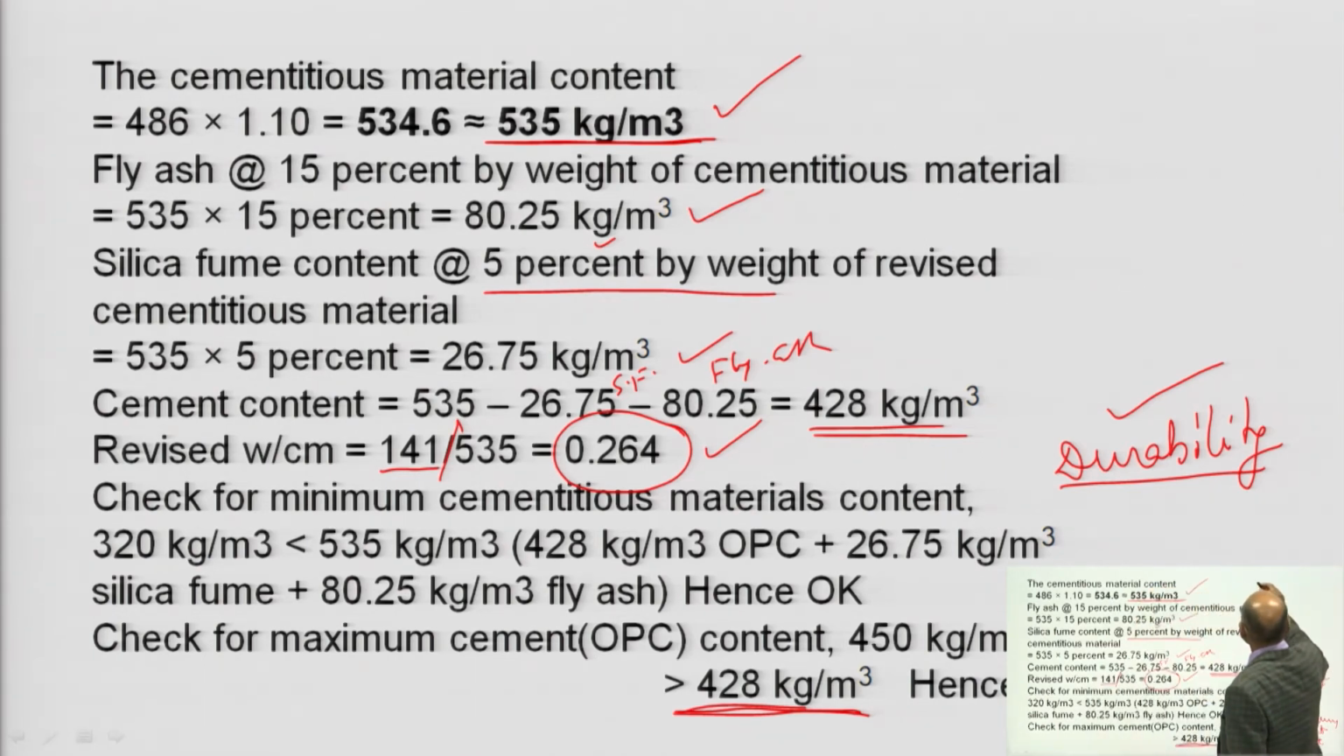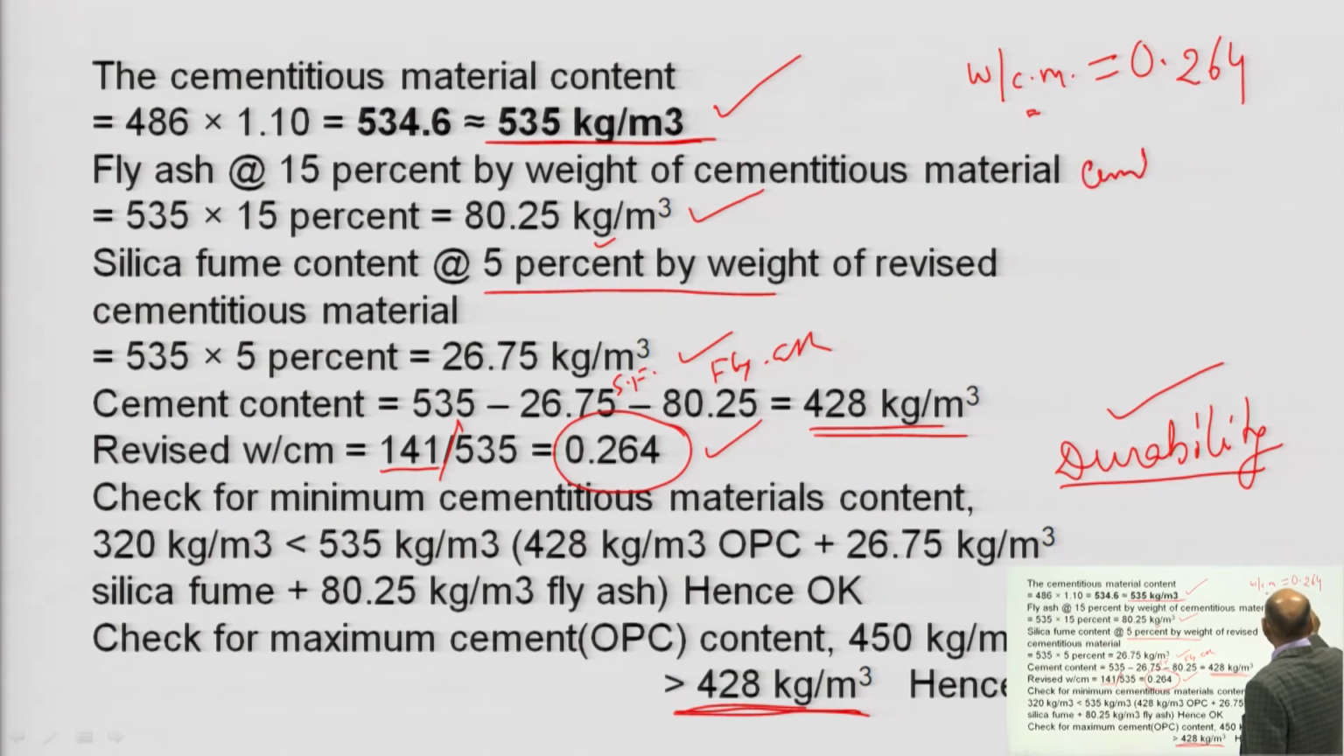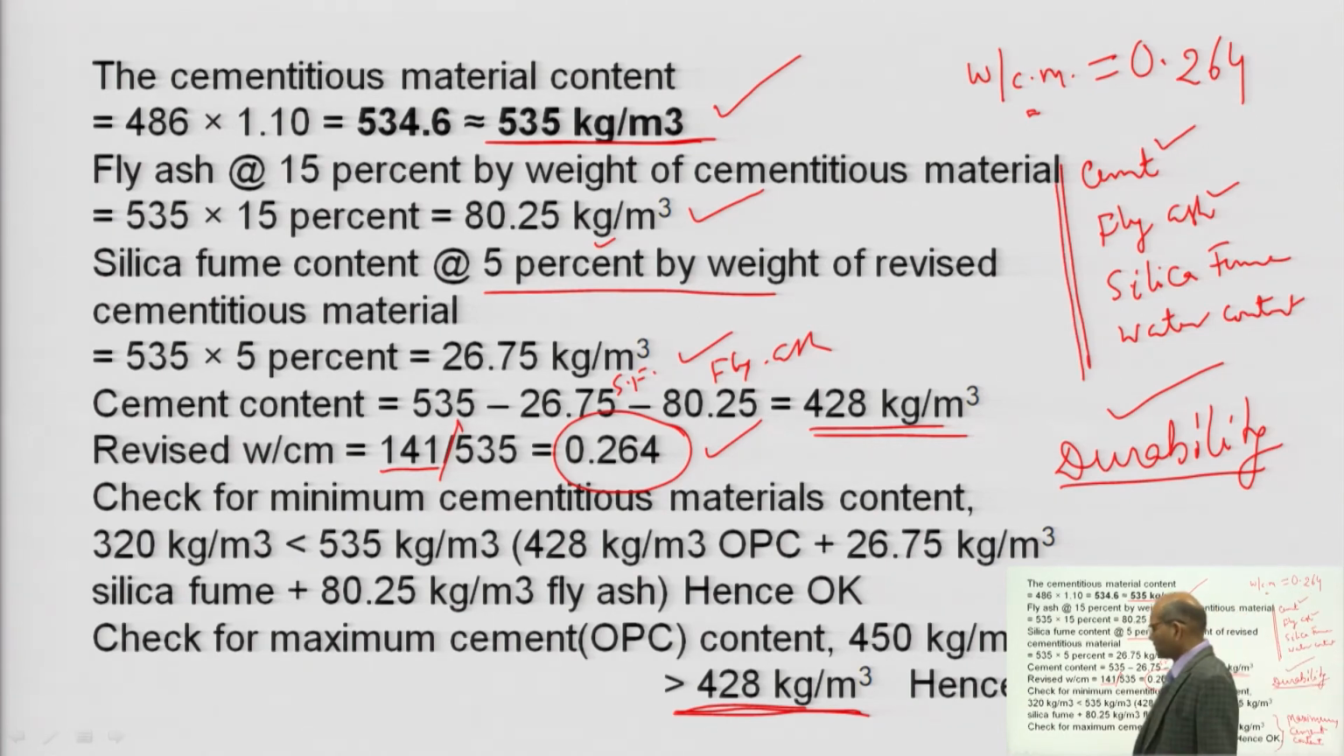So, we can see the water cementitious material ratio we have calculated is 0.264, one of the data. And then we have calculated the weight of cement, fly ash, silica fume, and the water content also. So, up to this we have calculated this much weight.